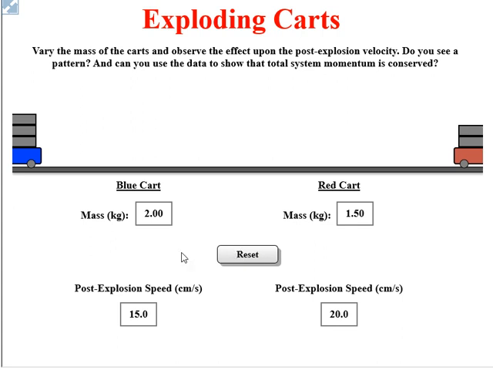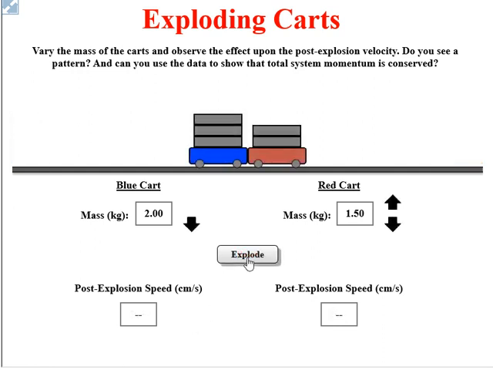So you can see that the values have changed. The blue one's gone down to a lower value. But look at the numbers. If you multiply 2 by 15, what do you get? 30. What happens if you multiply 1.5 by 20? What do you get? 30. So the magnitudes are the same. The sizes of the momentums are the same. It's just that one's going in the opposite direction. So the red cart again will have a negative momentum and the blue cart will have a positive momentum, but they'll both add up to 0.